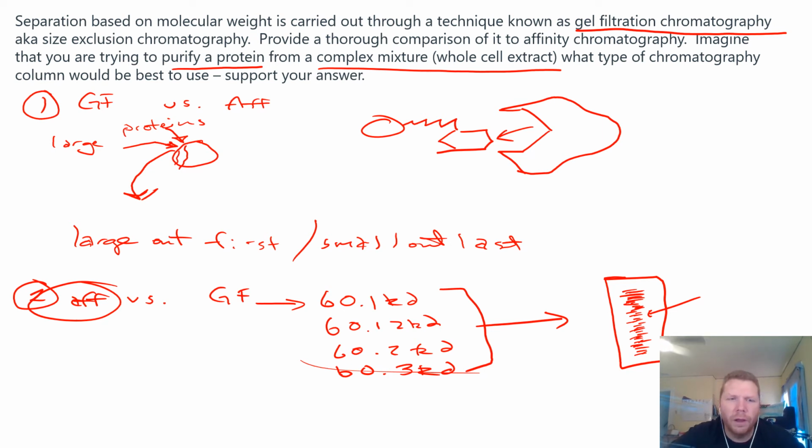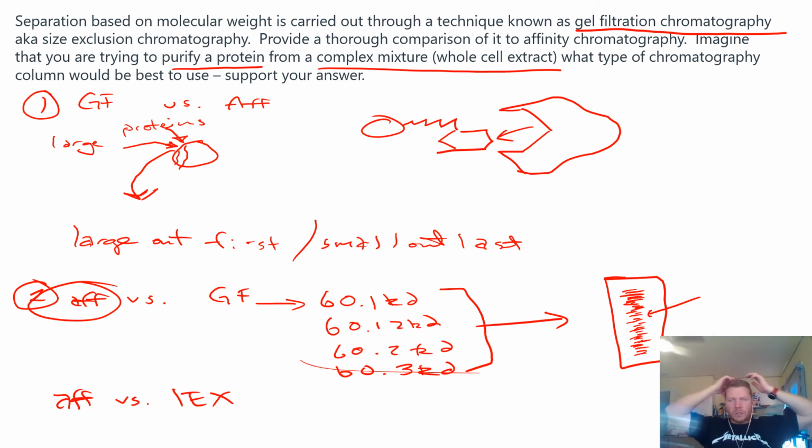Now, if you were to compare affinity versus, say, ion exchange chromatography, IEX, that's a discussion worth having. I think there's a reasonable case for either one of these. It all kind of depends on what you know about that protein. Ion exchange chromatography is a great way to take a whole cell extract and select for half of the proteins in there. Or maybe not a clear cut half, but you'll be able to distinguish between those that are positively charged and those that are negatively charged.